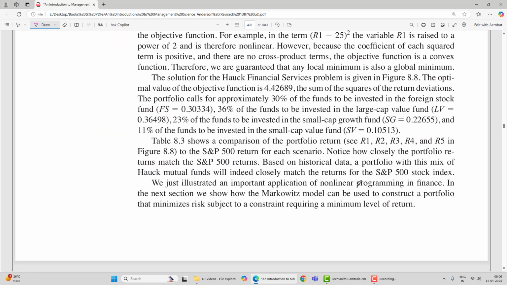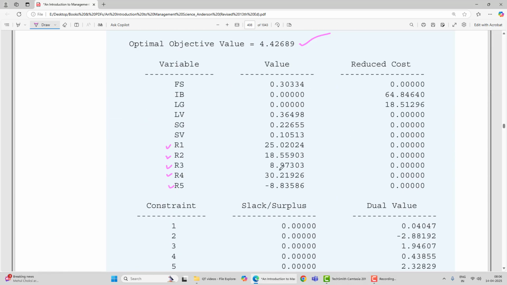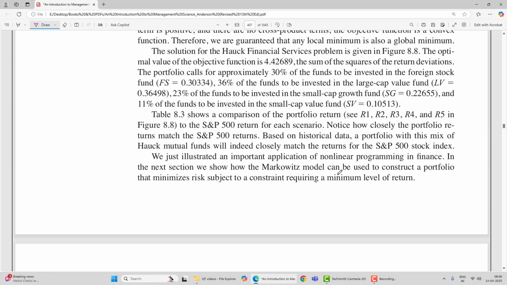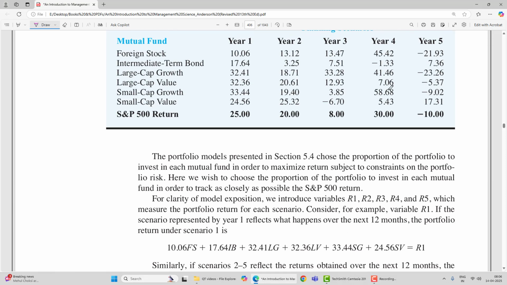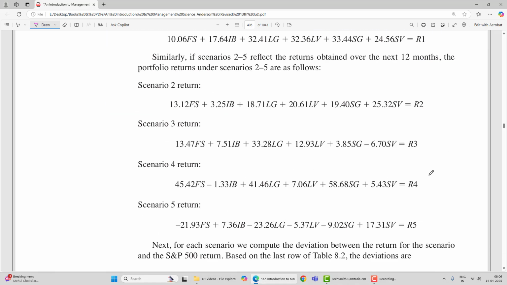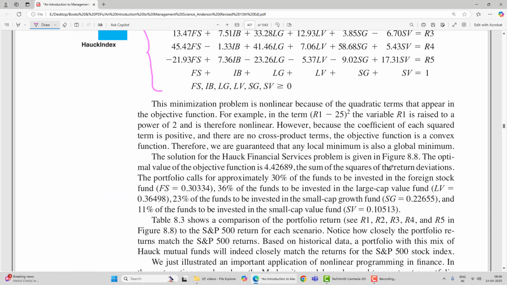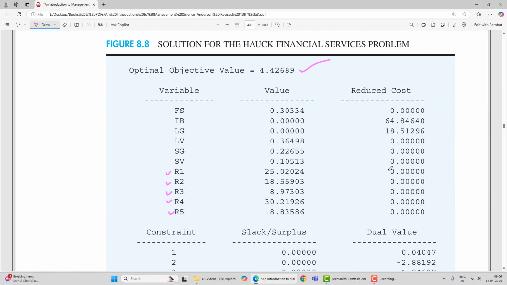In R3 what we are going to get is 8.97, a little bit higher. This is also almost 18.5%. R4 is 30.25 and R5 only minus 8.8. So if you see here also, R4 is 30% and R5 for S&P 500 is minus 10. So we are going to get minus 8 against minus 10, and 30.21 against 30.